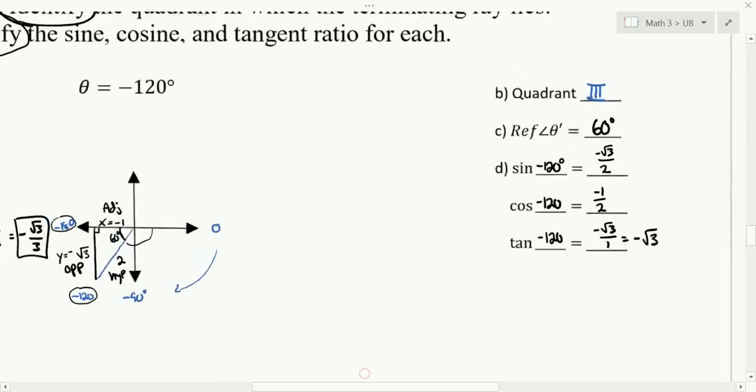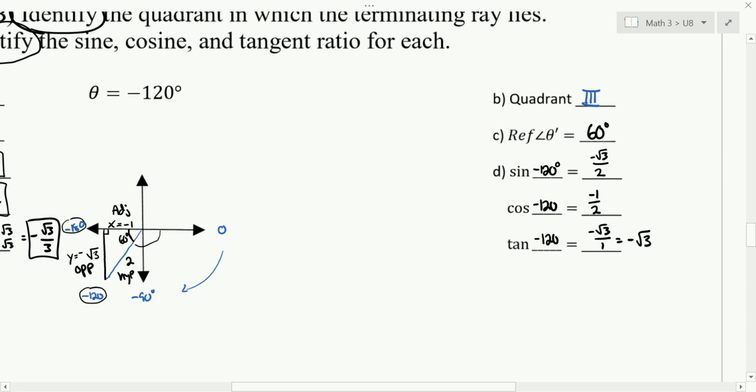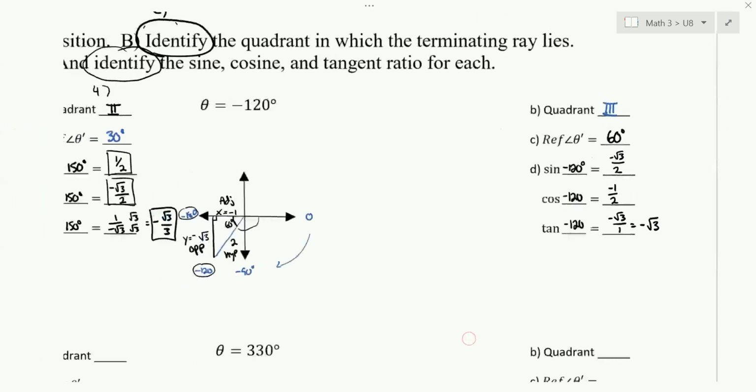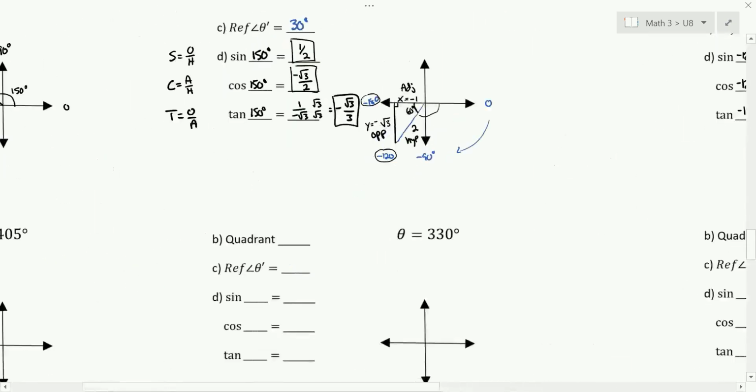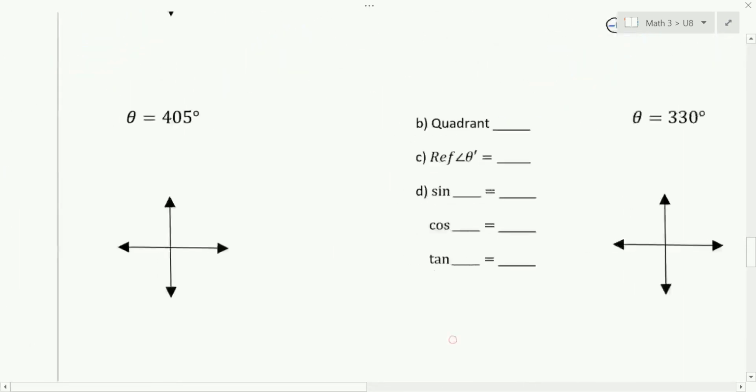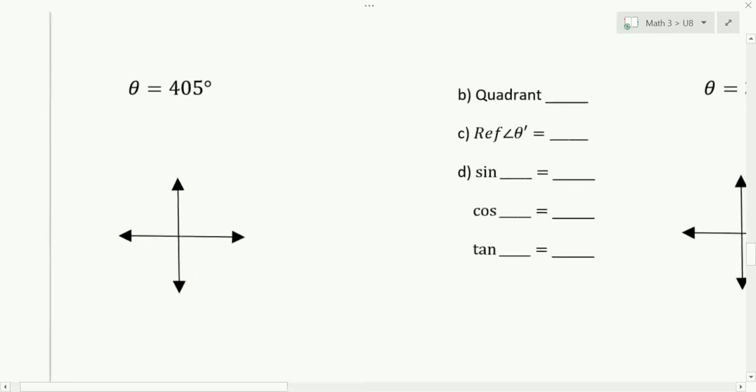Okay. And so now you guys are able to find the sine, cosine, and tangent of angles that normally you wouldn't be able to find. And they're just coming from the 30, 60, 90 right triangle. So see if you can make it all the way through with 405 degrees. See if you can find the sine, cosine, and tangent of 405 degrees without a calculator.